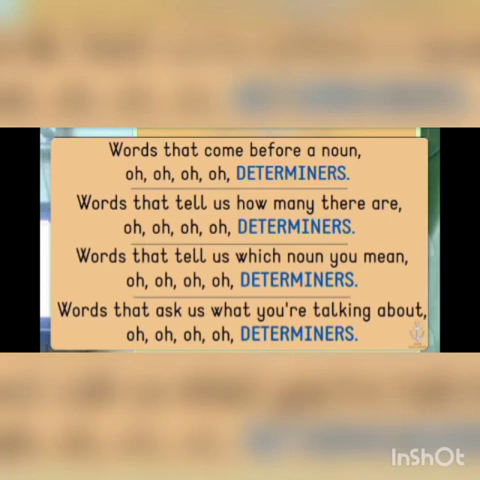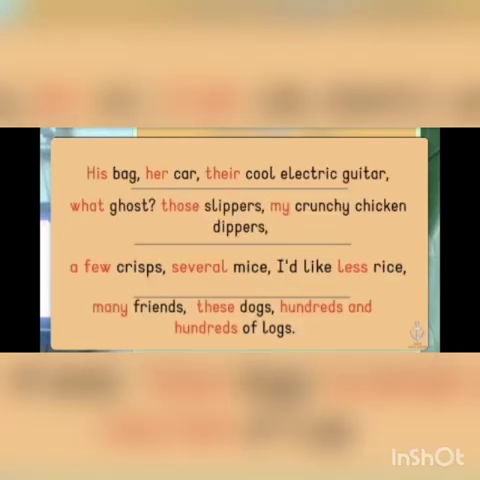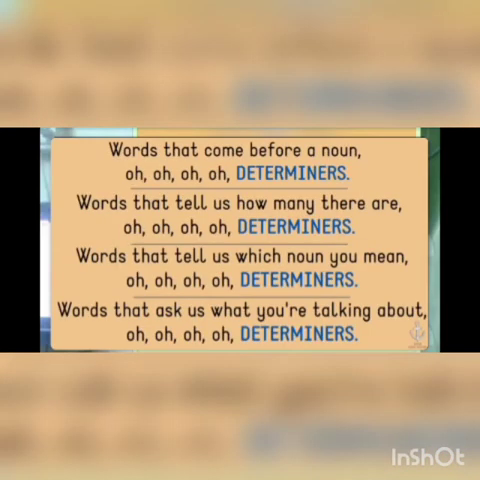Words that come before a noun, determiners. Words that tell us how many there are, determiners. Words that tell us which noun you mean, determiners. Words that ask us what you're talking about, determiners. His back, her car, they're cool, electric slippers, my crunchy chicken dippers, a few crisps, several mice. I'd like less rice. Many friends, these dogs, hundreds and hundreds of logs.